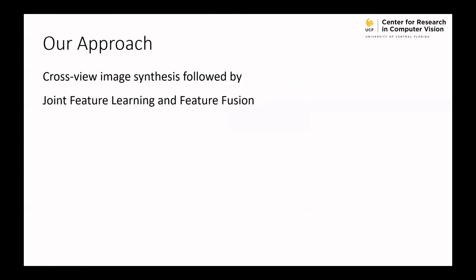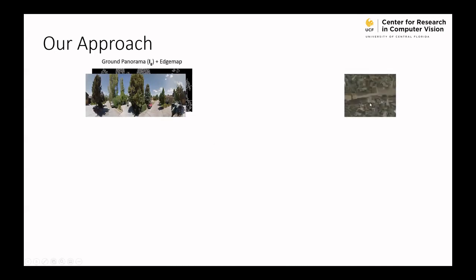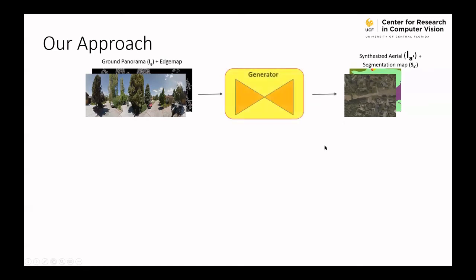So we do the cross view image synthesis. After that, then we learn the joint features, and then we fuse the features. So this is the ground panorama, and then we apply edge detection, so the edge map, and then we want to get aerial image corresponding to that. And also semantic segmentation. So we have this generator, which will take this and generate this.